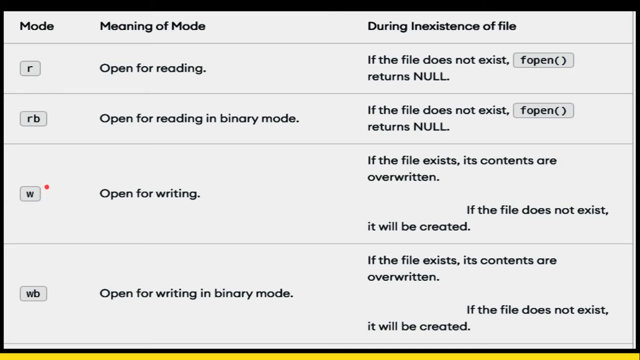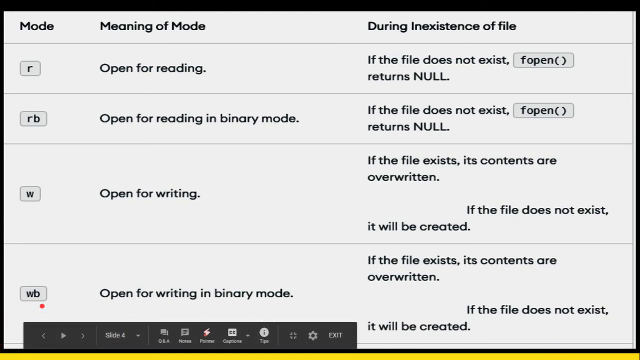So if you want to write something, we have to open the file in the write mode. If something already exists in the file, the contents are erased and the new contents are written. So that is the concept of content overwriting. Suppose the file does not exist, it will create a new file and then start writing.